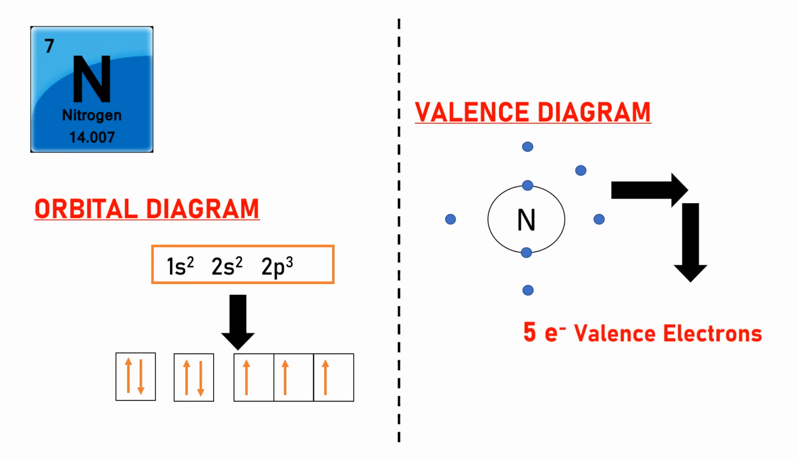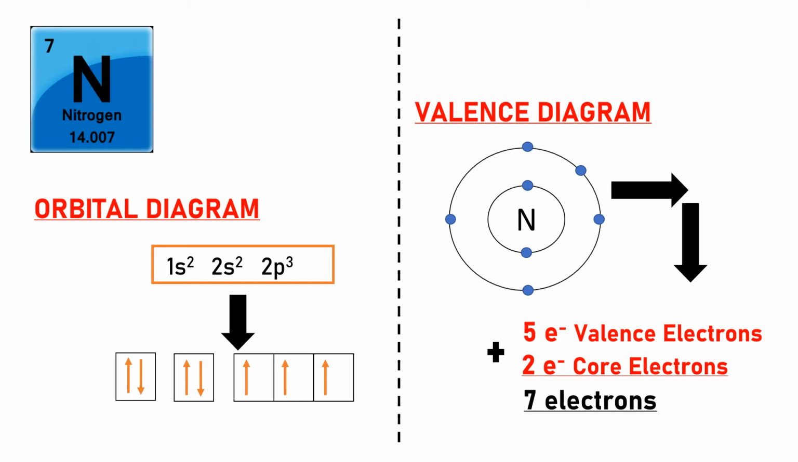So 2 plus 5 is 7. Meaning to say that in your outermost shell, the one at the outside, that's why it's outermost, you have 5 electrons or valence electrons. For your innermost shell, the one at the core, the one at the center, you have 2 core electrons. Therefore, 5 electrons plus 2 electrons, you have 7 electrons. And that's how you're going to do your valence diagram. So it's very, very easy. Okay?